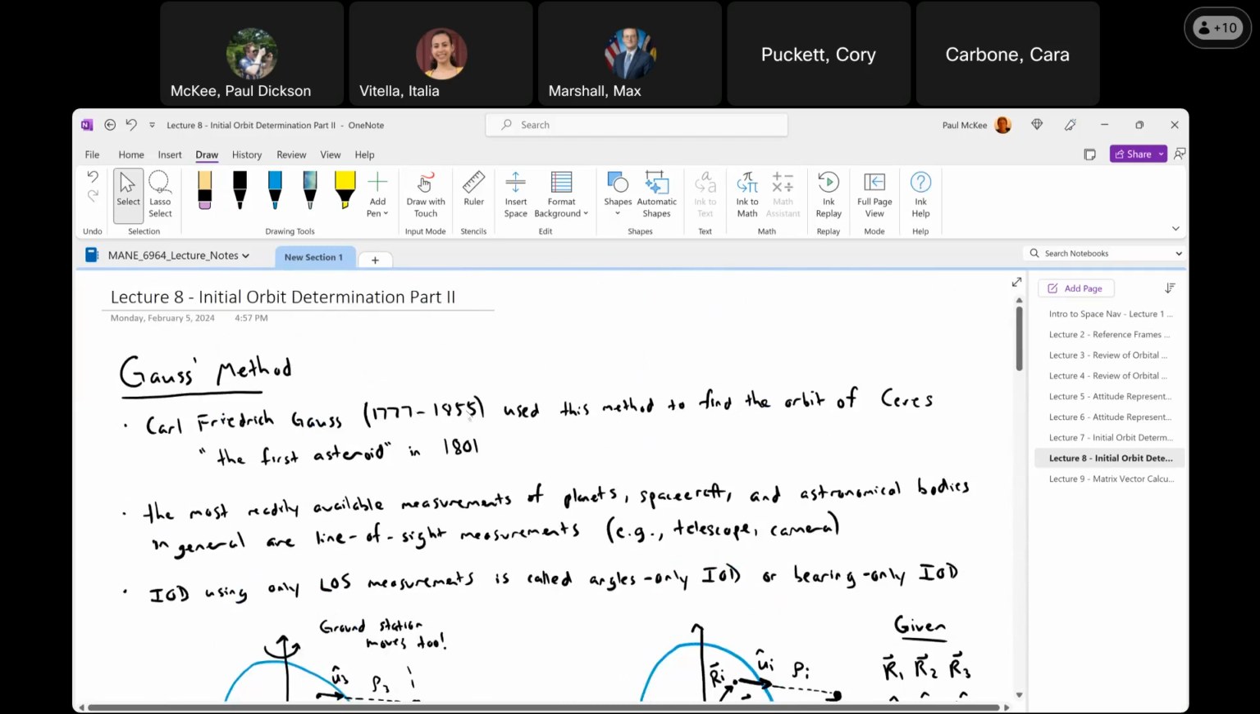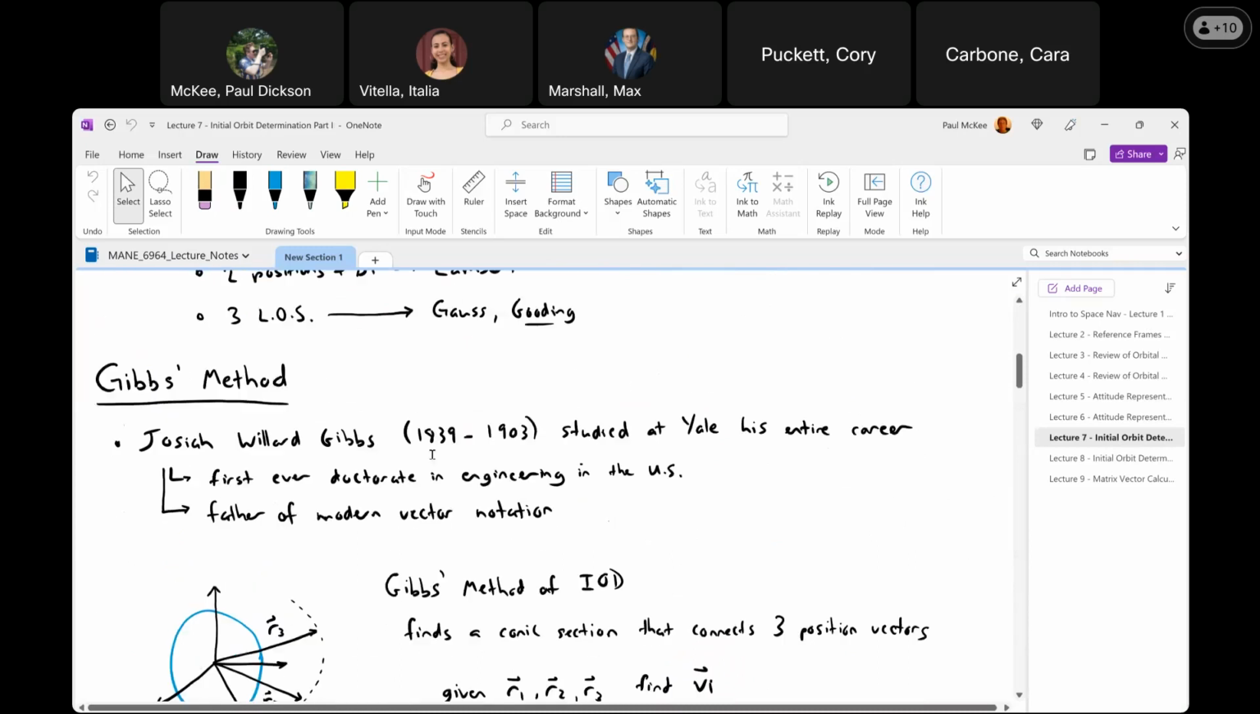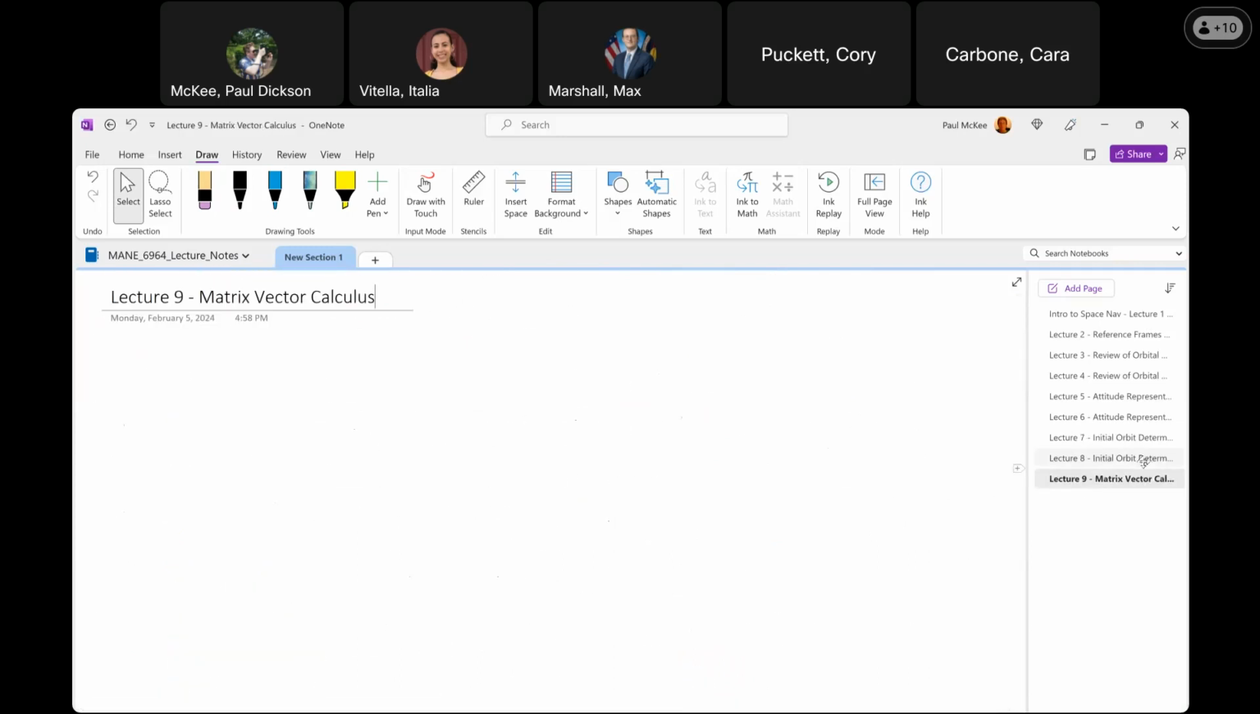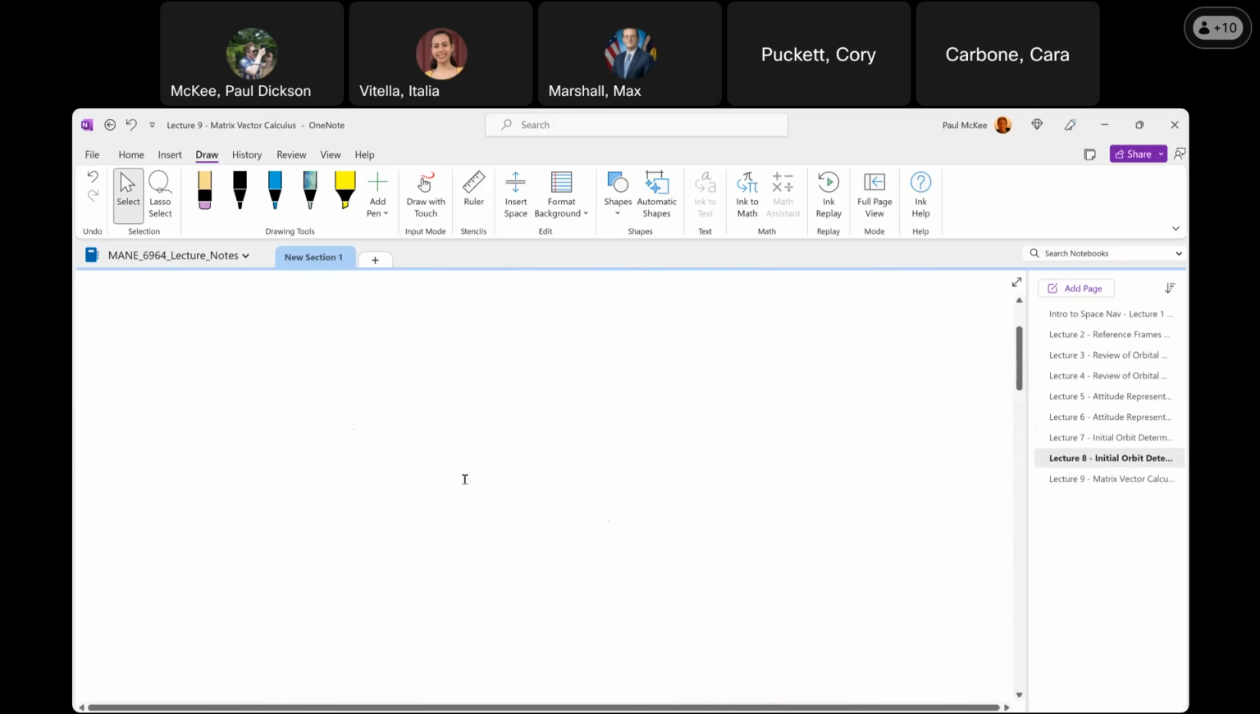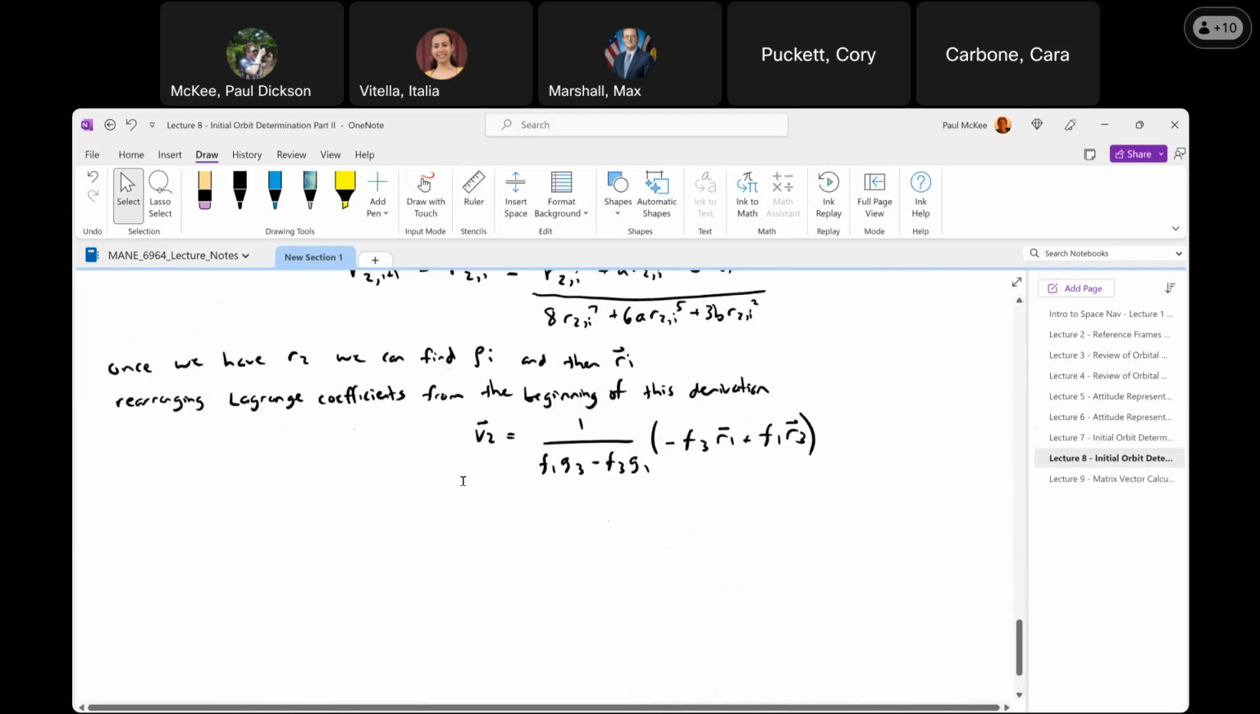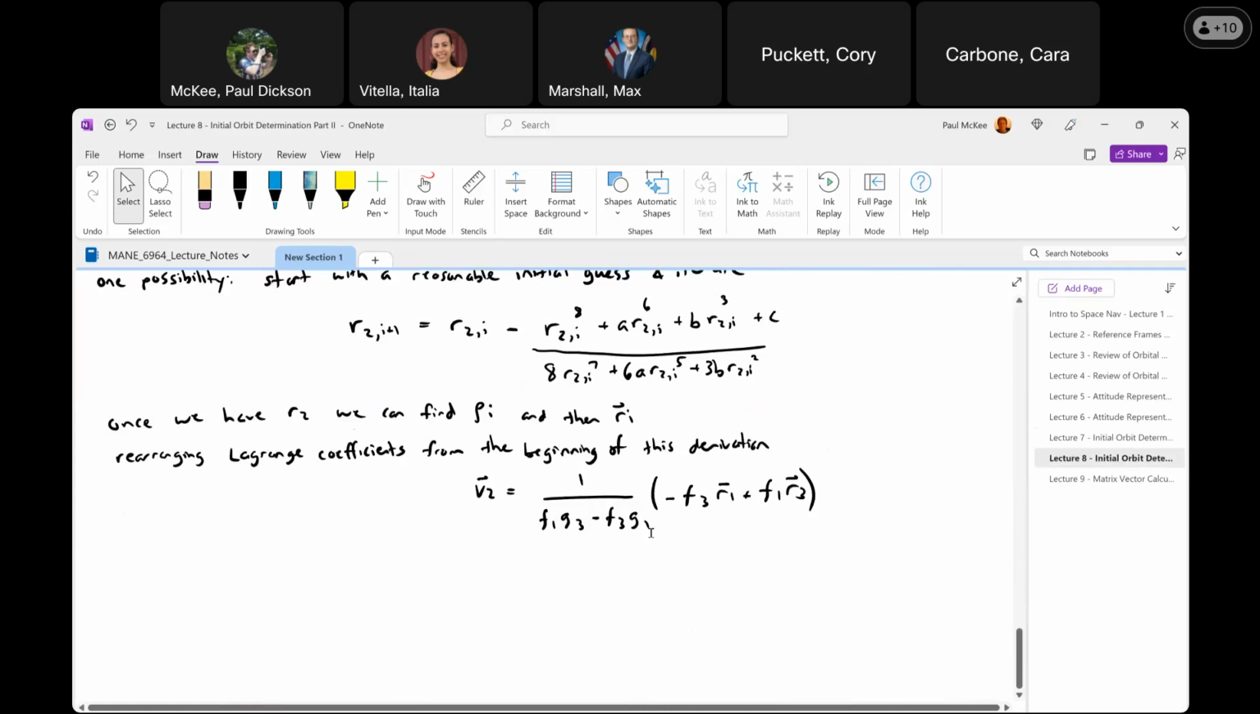Gauss, 1777 to 1855. Gibbs, 1839 to 1903. Gauss's method is older than Gibbs' method. Oh, wrong one. So if anybody was thinking that, kudos to you for being on the right wavelength, but this method is older. And so this is another way of doing it.